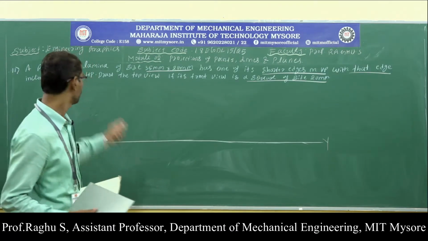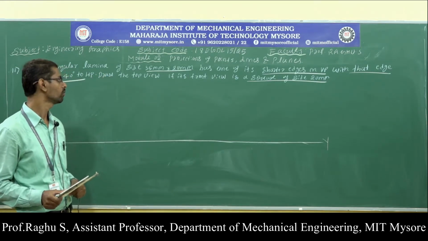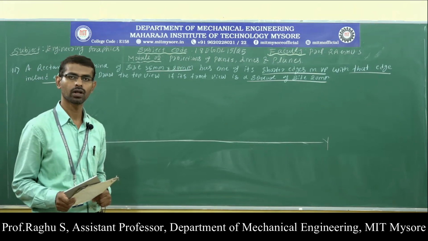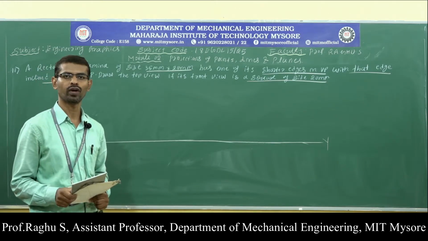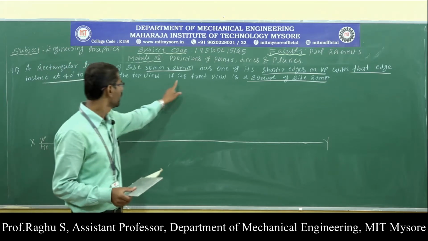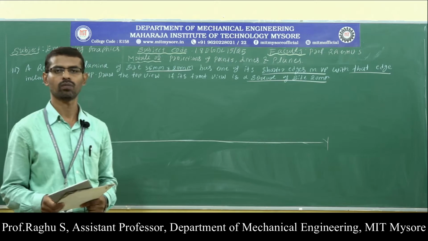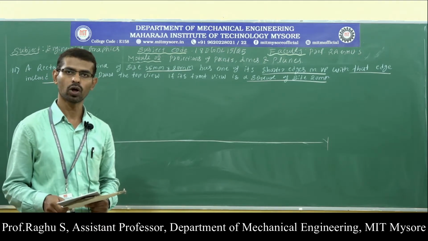So the next problem: a rectangular lamina of size 35 mm into 20 mm has one of its shorter edges in VP with that edge inclined at 40 degrees to HP. Draw the top view if its front view is a square of side 20 mm. So this is also an apparent shape problem.